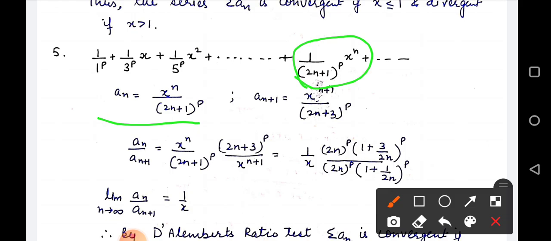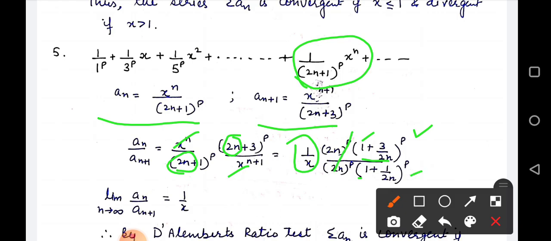So what is an plus 1? So replacing n with n plus 1 we have x to the power n plus 1 upon 2n plus 3 to the power p. So let us write the ratio an upon an plus 1. So from here x to the power n cancel. So we are left with 1 by x. Next from here 2n to the power p common out. So we have 1 plus 3 upon 2 to the power n to the power p. And from here 2 to the power n p common out. So we are left with 1 plus 1 upon 2 to the power n to the power p.